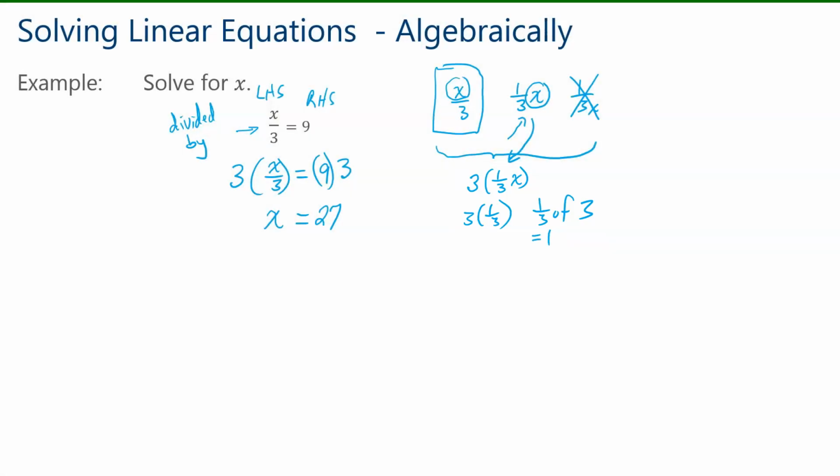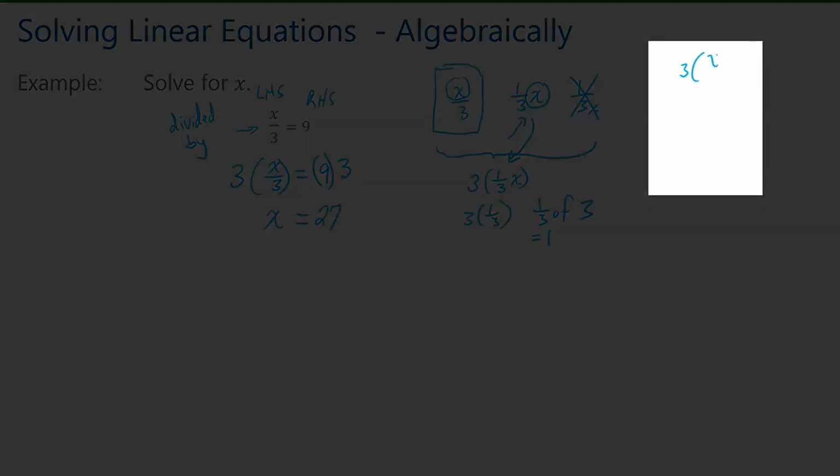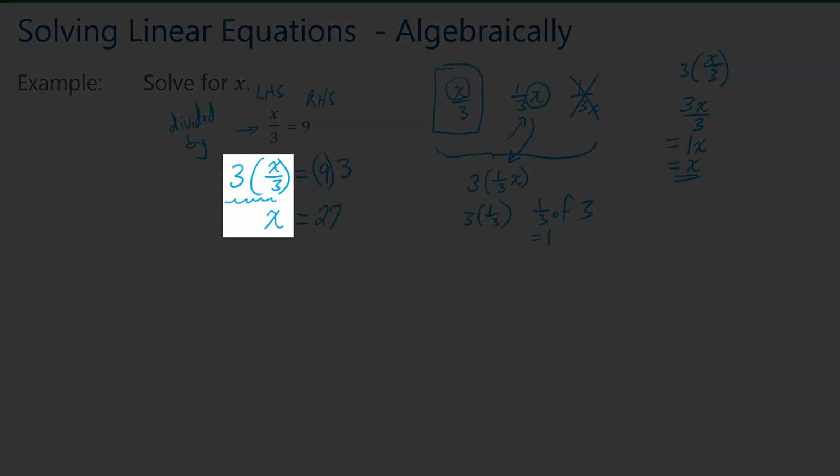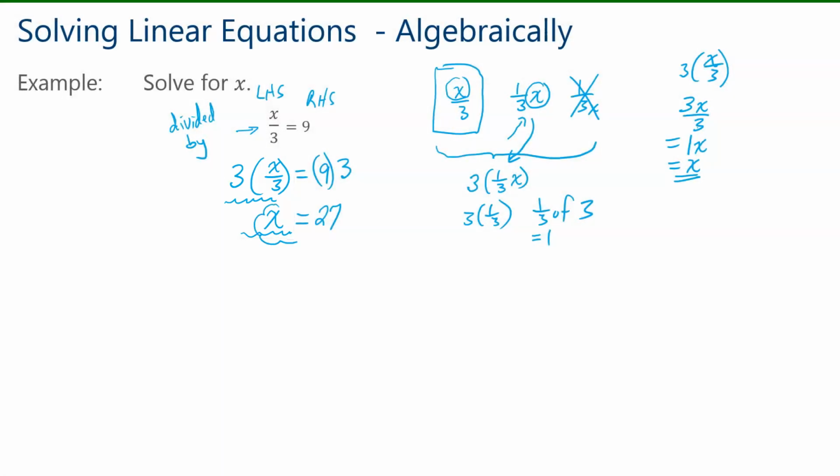You could also look at it like this. If you have 3 times x over 3, this is the same thing as 3 times x divided by 3. And we know that 3 divided by 3 is just 1. So we're left with 1x, and we just call that x. Bottom line is, whatever way you want to look at it, when you multiply, in this case, 3 times x over 3, you're just left with x, or 1x. So our solution here, x equals 27.